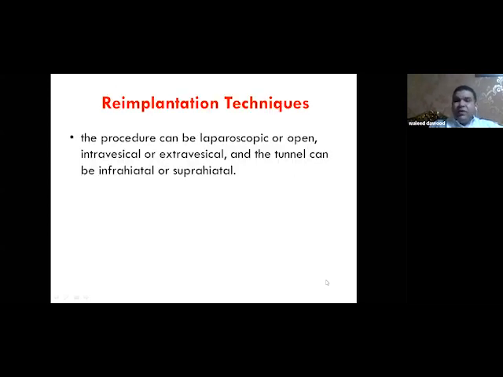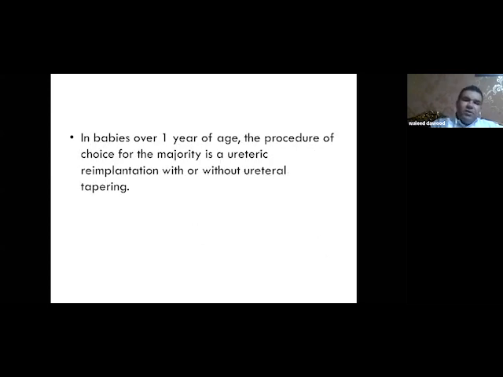We have many techniques of re-implantation: intravesical, extravesical, laparoscopic, robotic, or open. The meatus may be infrahiatal or suprahiatal. In babies over 1 year old, the standard treatment is ureteral re-implantation.